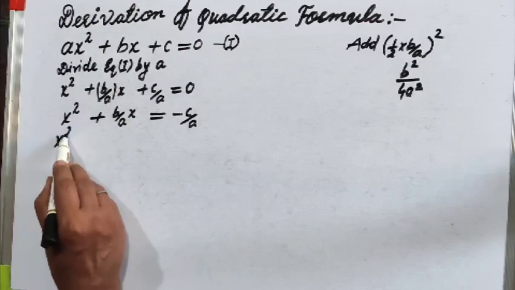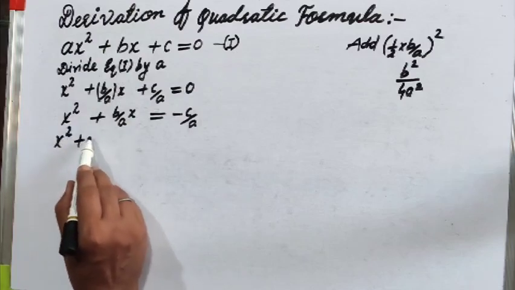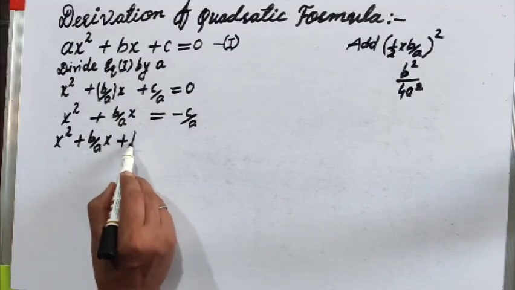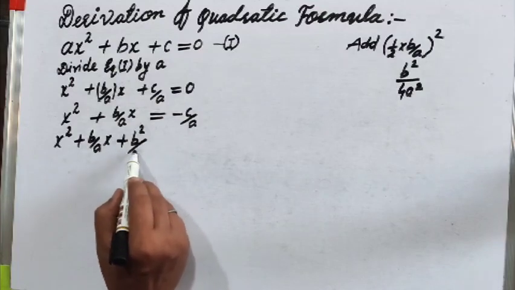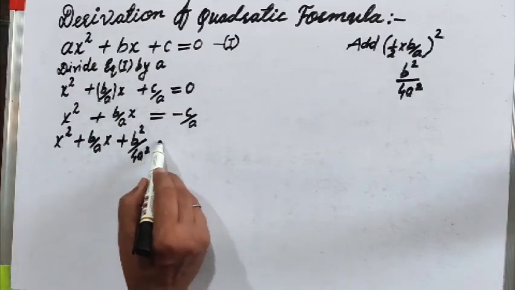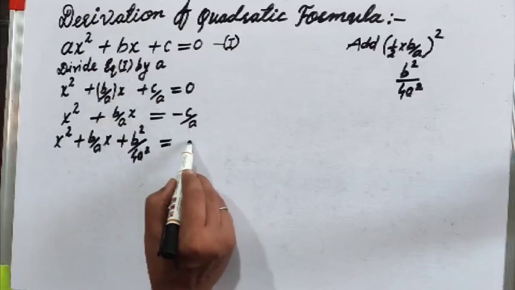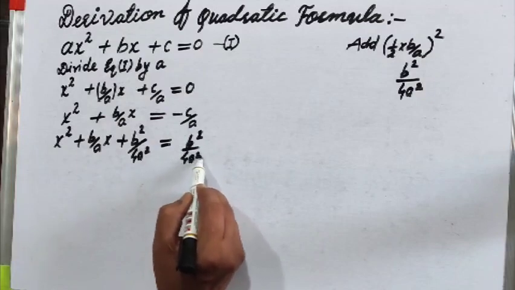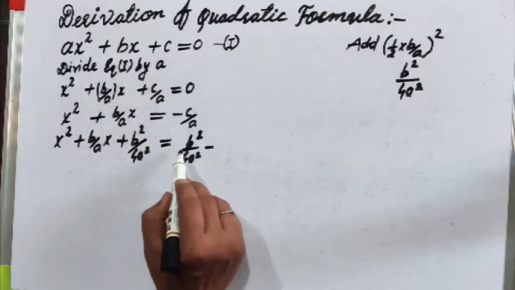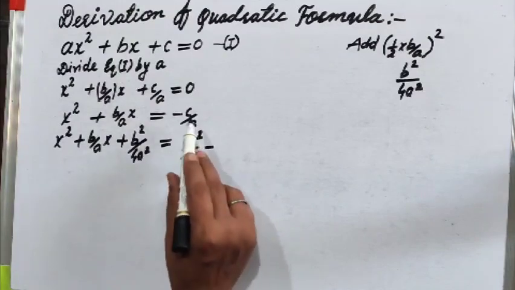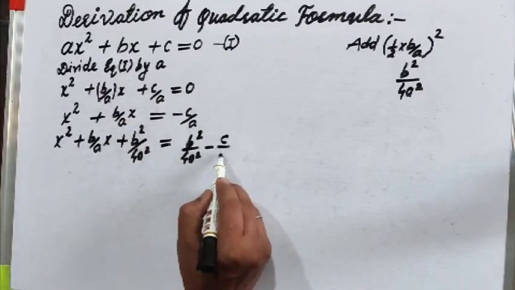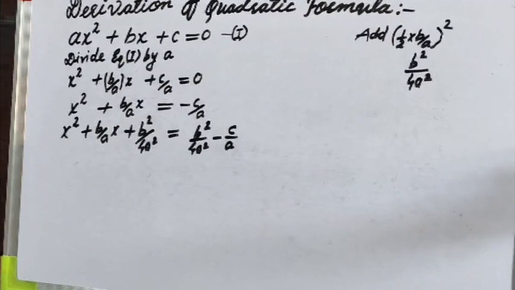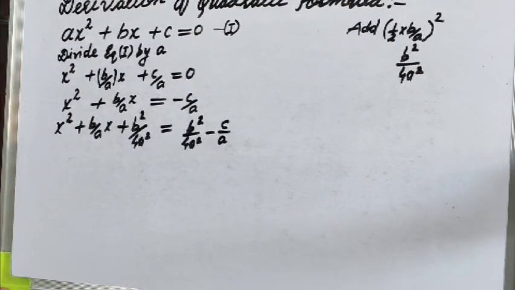So I will get x square plus b by a x plus b square upon 4a square, which is equal to b square upon 4a square minus c by a. Because I am adding this, I have written it with a positive sign, and the minus c by a is already there. Now you will simplify this further.